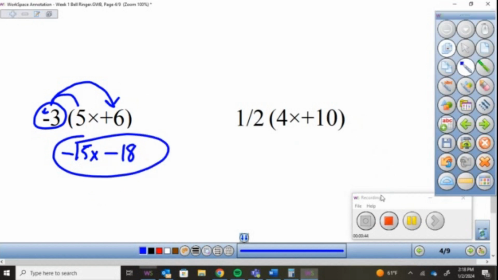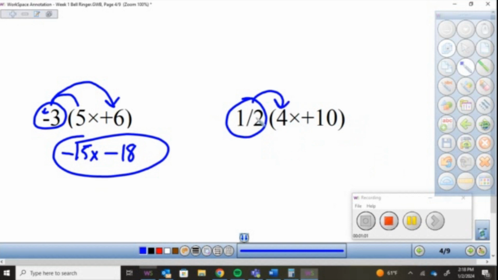Now, the same process is true if we're using a fraction. In the second example, we have 1/2. So that 1/2 is going to multiply to everything inside the parentheses. 1/2 times 4. So when you multiply a fraction by a whole number, the number gets smaller. 1/2 of 4 is 2. And again, since the x is there attached to it by multiplication, we just leave the x. So 1/2 multiplied by 4x is 2x. Then this 1/2 multiplies by a positive 10. 1/2 times positive 10, 1/2 of 10 is 5.